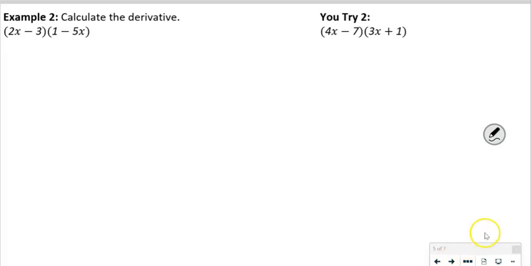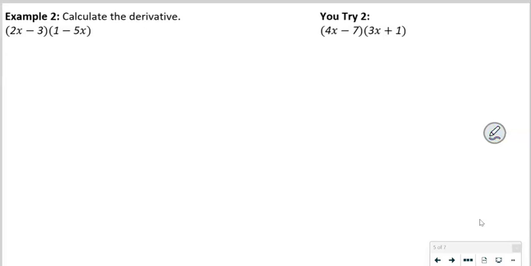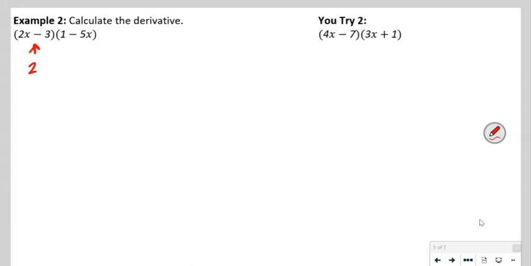So here we go. This time, again, remember, we're going to take the derivative of the first function and multiply it times our second function. The derivative of this first function here was just 2, because the exponent would come down and then the x would become nothing. So we multiply that times our other function, which is 1 minus 5x. Then we add to that.